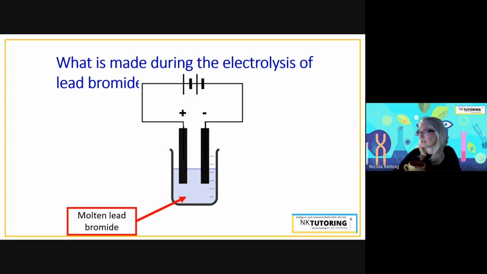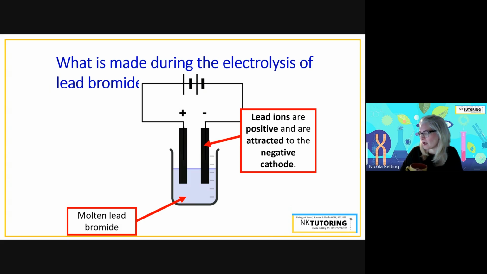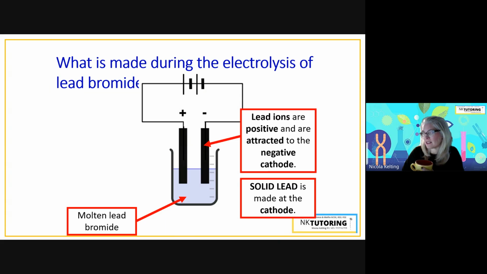Okay, so here we have an example, what is made during the electrolysis of lead bromide. Okay, so we have the molten lead bromide. So this is an example that comes up in exam questions, and therefore it was a solid and it's been heated to a higher temperature and therefore has become in its liquid state and therefore is molten. And the lead ions in lead bromide, lead is a metal, has positive ions, will move towards the negative electrode. And that is where the solid lead will deposit.